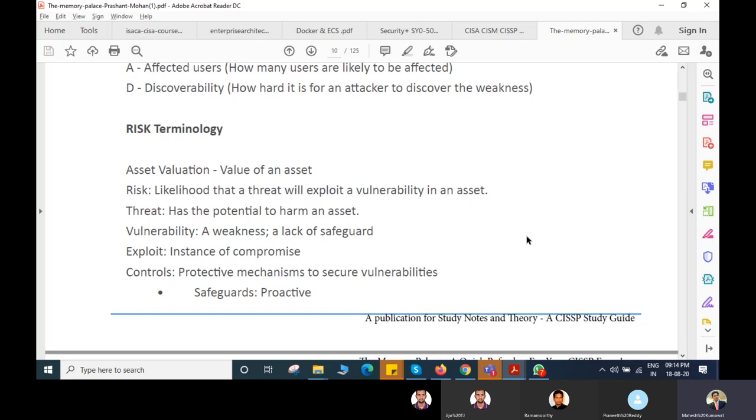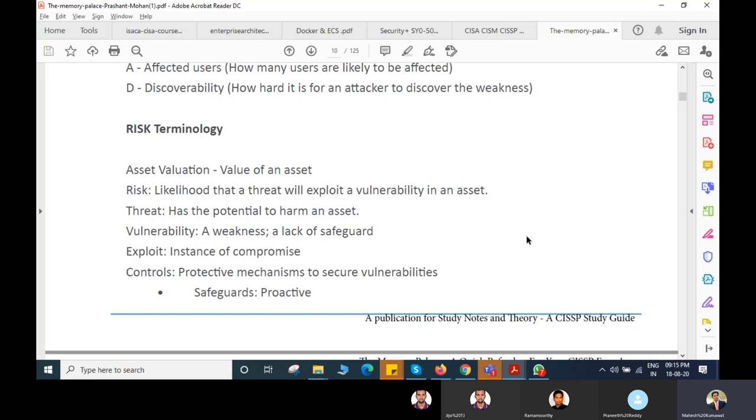A threat has a potential harm to assets. Suppose you find a vulnerability. For example, the firewall is one of the vulnerabilities of an asset. If the firewall is hacked, then what is the loss? And for the firewall, the threat is that port numbers are open.